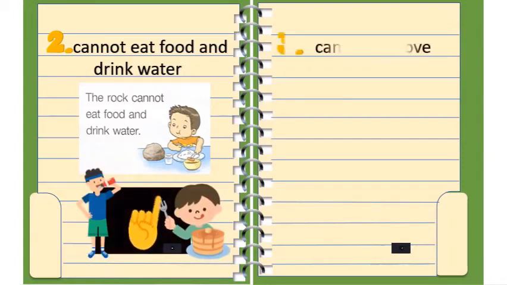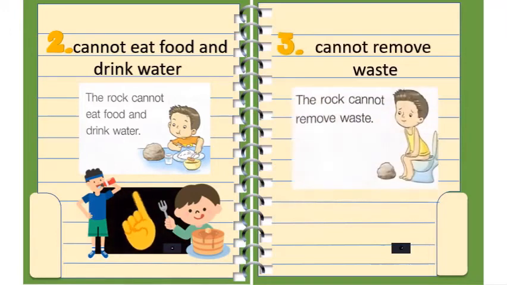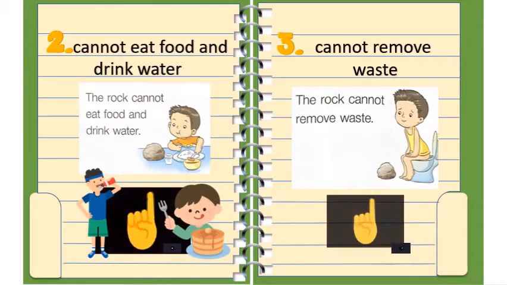Number 3, cannot remove waste. Look at the picture. So the same as eating and drinking water, the rock cannot remove waste, but the boy can, because the boy is a living thing and the rock is a non-living thing.